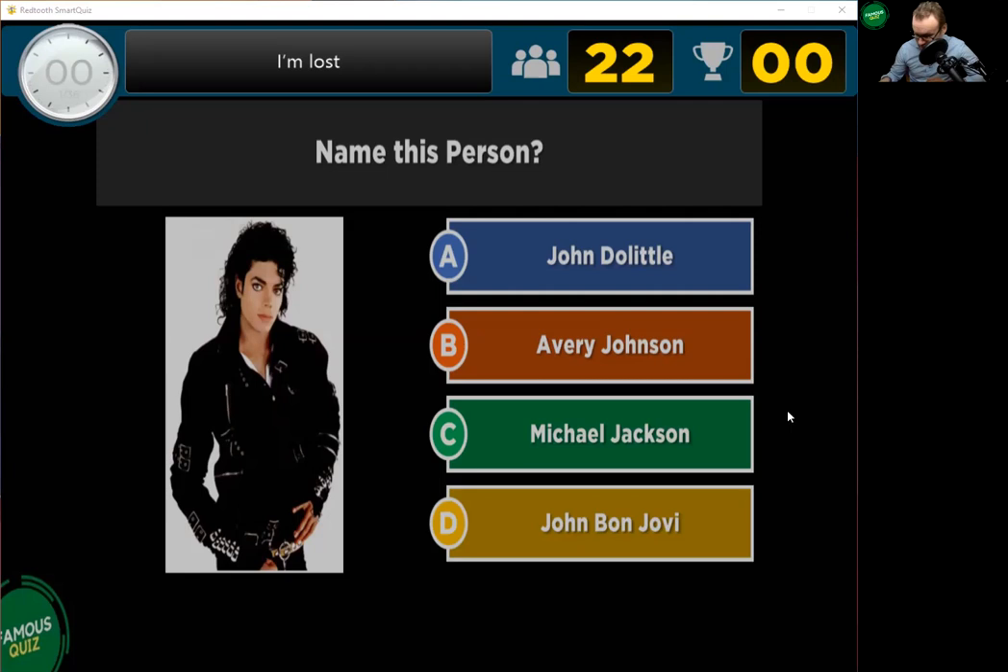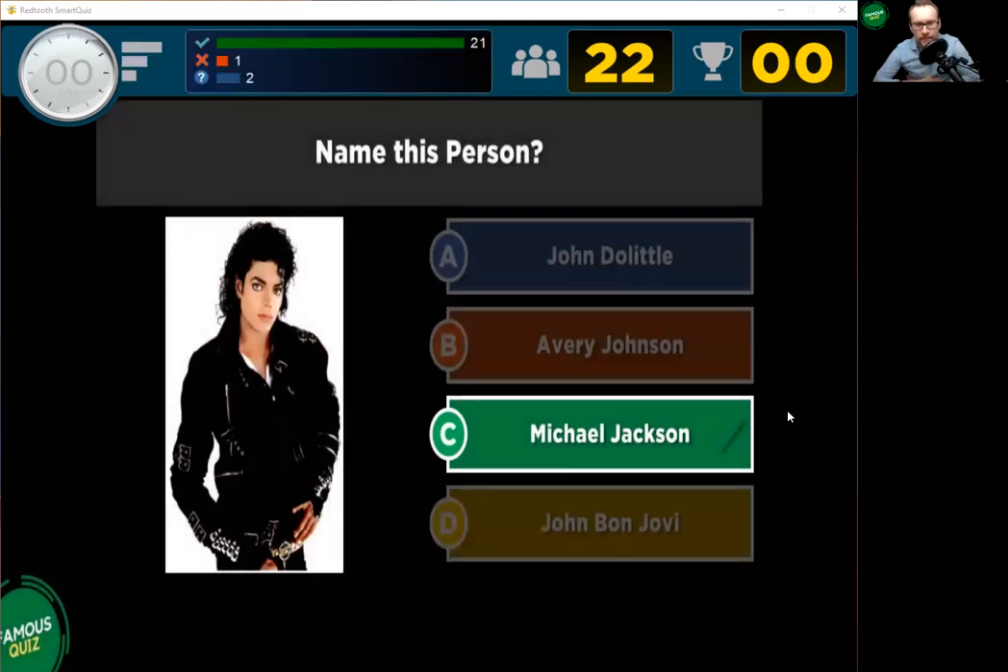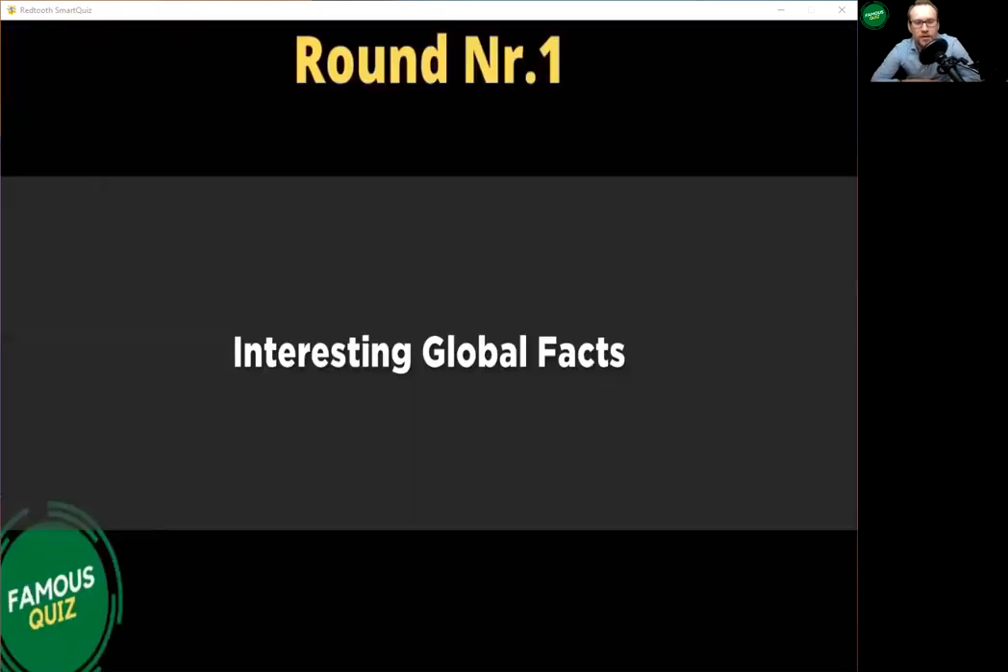So obviously this is Michael Jackson. 21 correct answers, 1 wrong answer. In the first round, the theme is interesting global facts, literally about every single thing. Let me just let one more person in. Okay, and we are starting now. Round 1, question number 1.